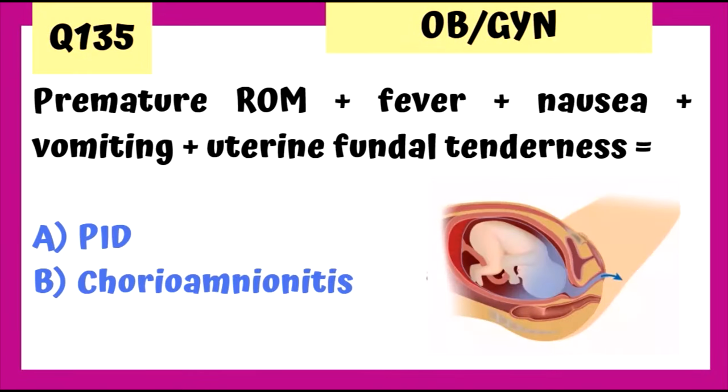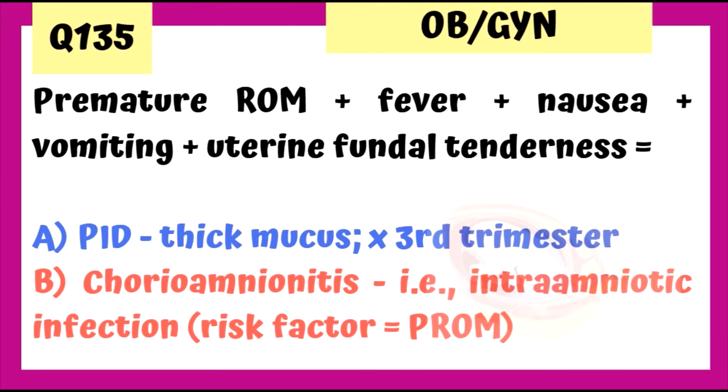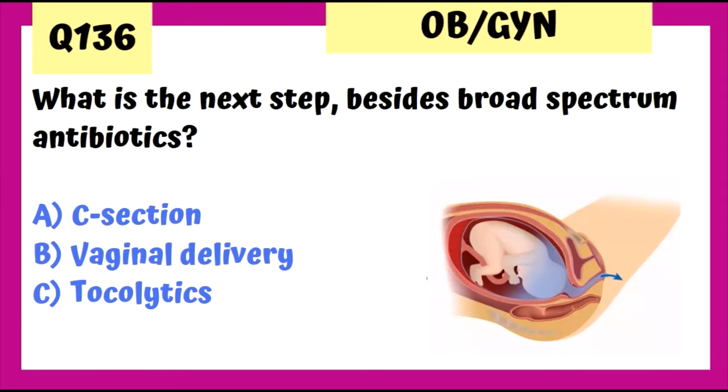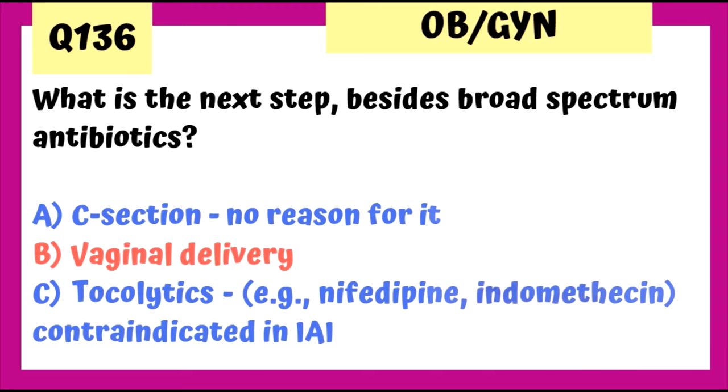135, premature rupture of membranes, fever, nausea, vomiting, and uterine fundal tenderness is seen in chorioamnionitis. That's why we see this fever due to the infection and the uterine fundal tenderness. And the risk factor is premature rupture of membranes. That's why we want to give antibiotics in the case of premature rupture of membranes. In PID, we see thick mucus, and it's not generally seen in the third trimester. I'm not sure why I wrote third trimester, but that's what I wrote over here. Question 136, what's the next step for this woman besides antibiotics? We want to give vaginal delivery. No reason for the C-section. Vaginal delivery is fine, and tocolytics are contraindicated in intra-amniotic infection.